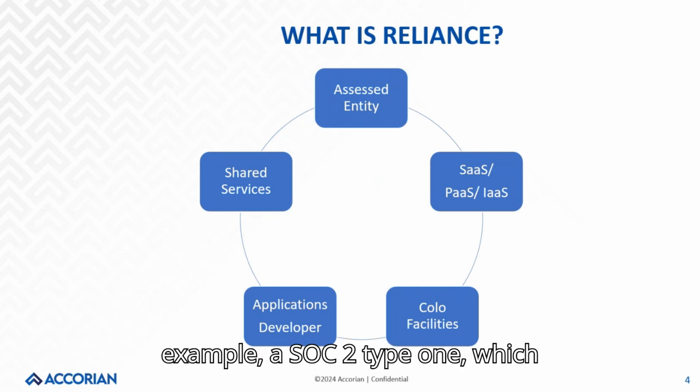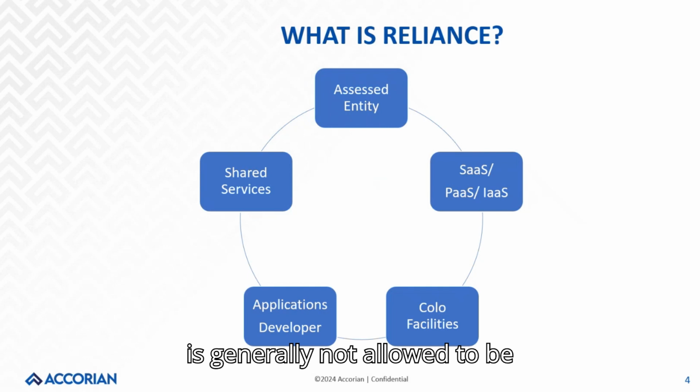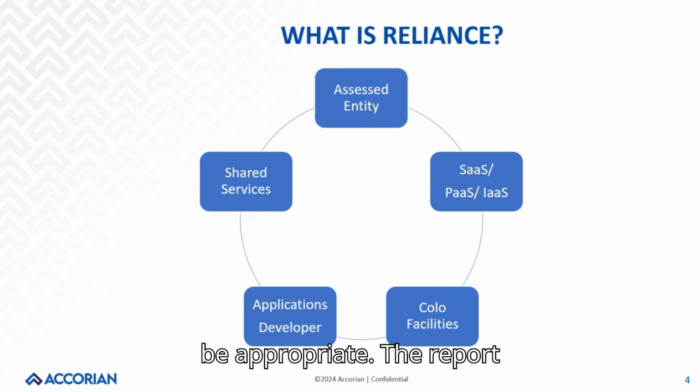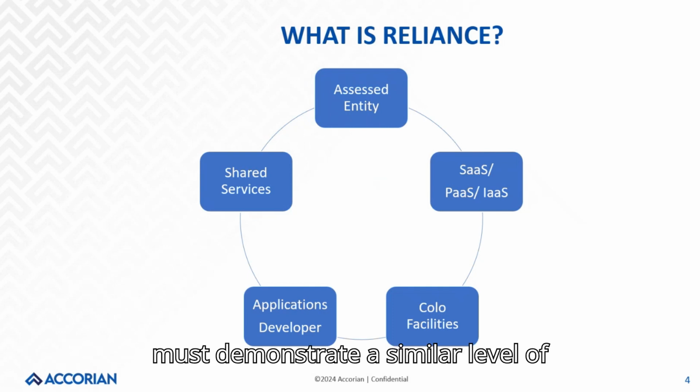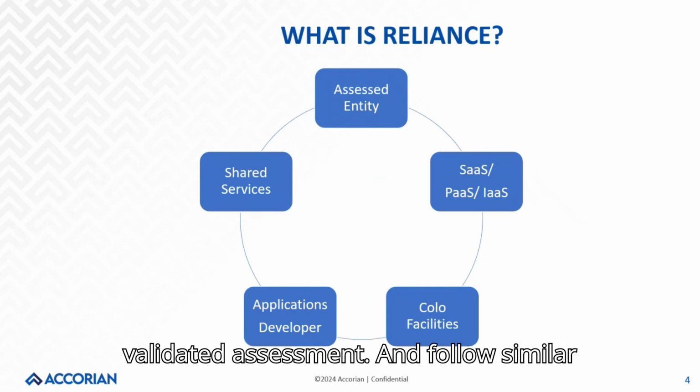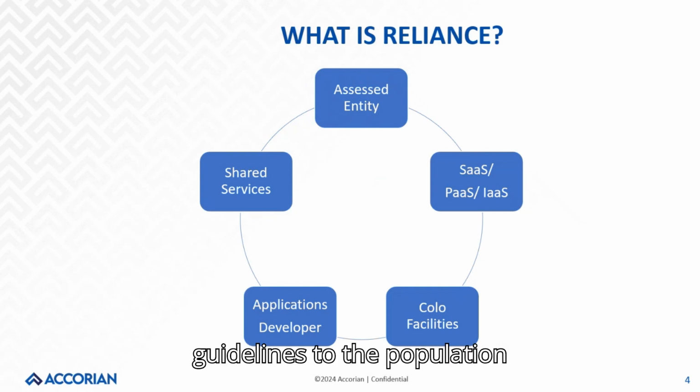So for example, a SOC 2 Type 1, which is generally not allowed to be shared beyond the assessed organization, would not be appropriate. The report must demonstrate a similar level of testing to that performed in a HITRUST validated assessment and follow similar guidelines to the population sampling requirements identified in the HITRUST scoring rubric.